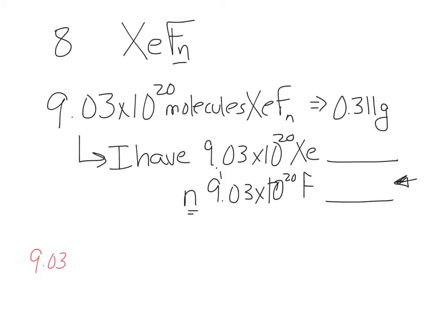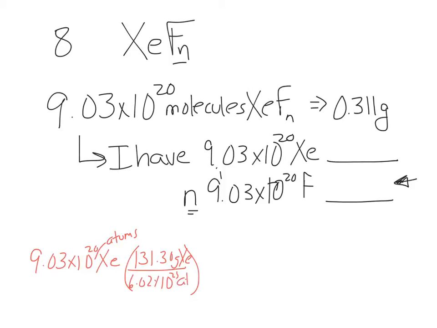We have 9.03 times 10 to the 20. I'm going to need some help. What's the mass of xenon, the molar mass? This is the number of atoms. I should write atoms in there. It's 131. Okay, so times 131 point what? 30 grams of xenon for 6.02 times 10 to the 23rd atoms of xenon. That's a 3 there. Okay, so I can figure out how much mass 9.03 times 10 to the 20 atoms of xenon have. So go ahead and do that.